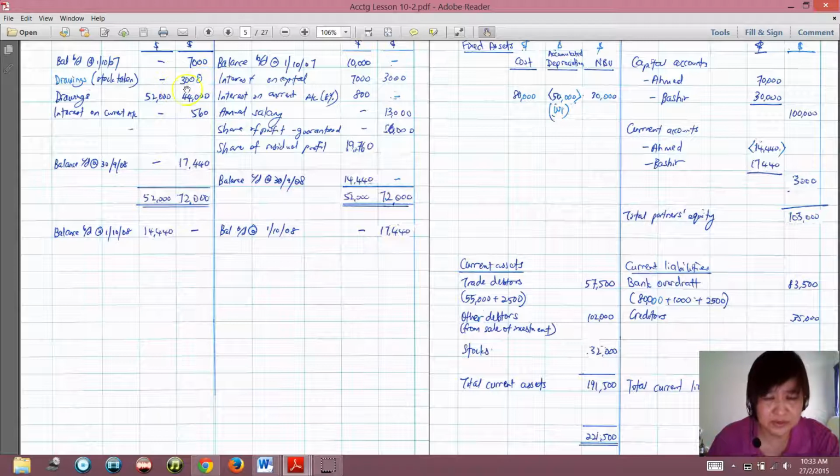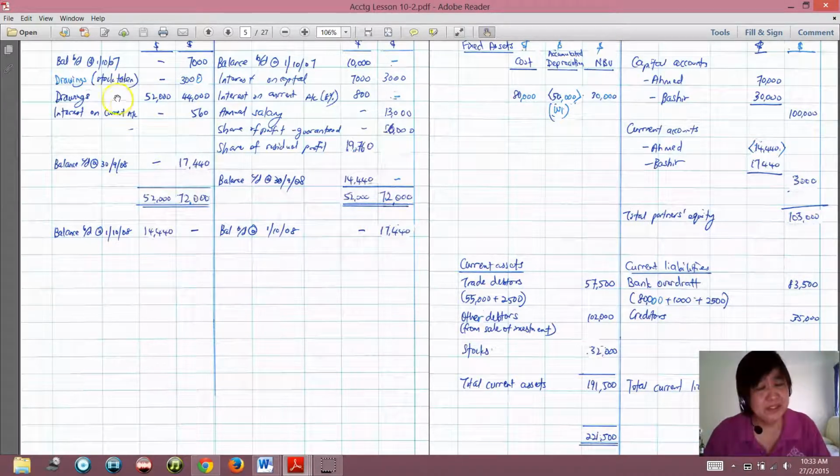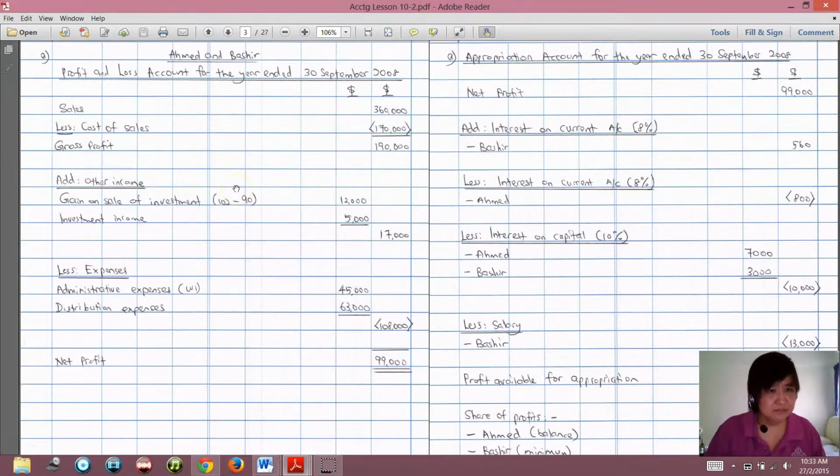So this one stops here. Now I have explained this stock. The cost of sales won't be affected. The partner goes and takes some stock from the company for his own use. It won't affect the cost of sales, the cost of your stock sold, right?